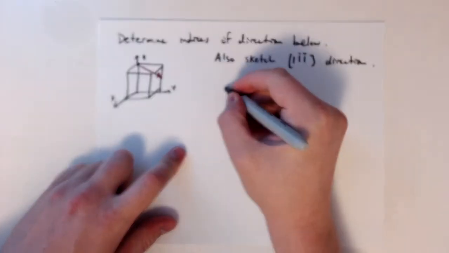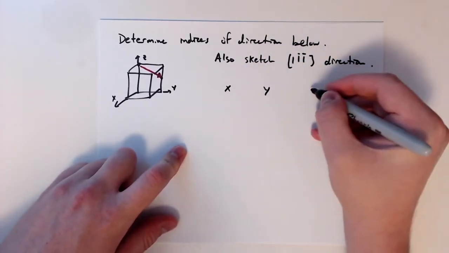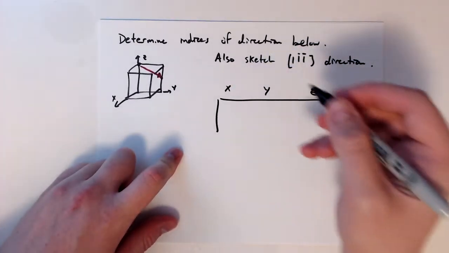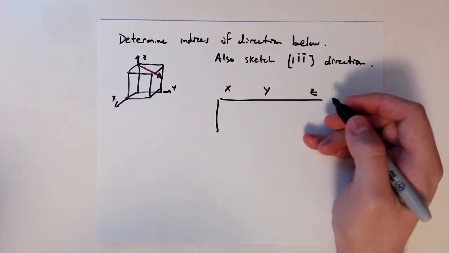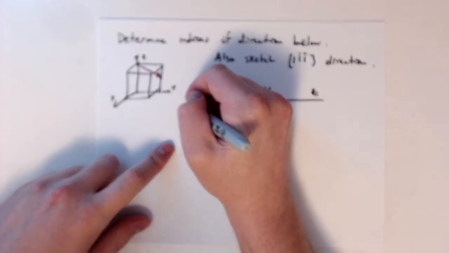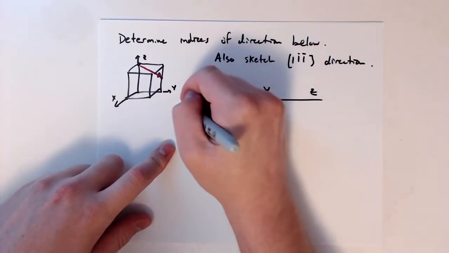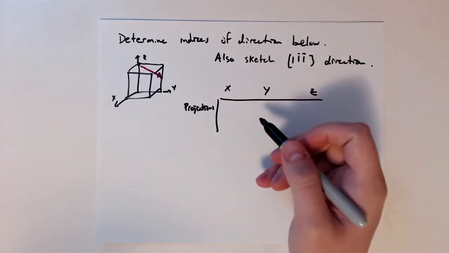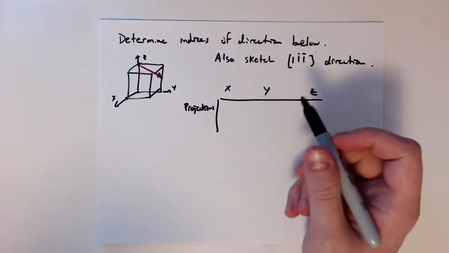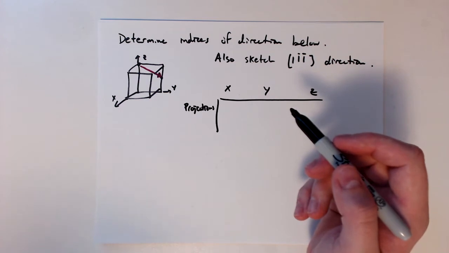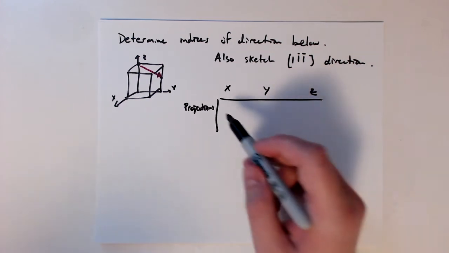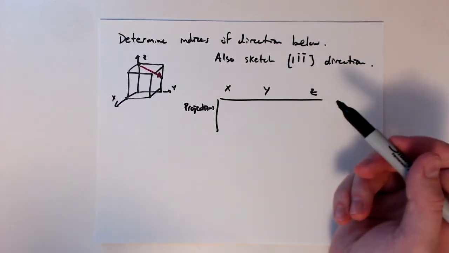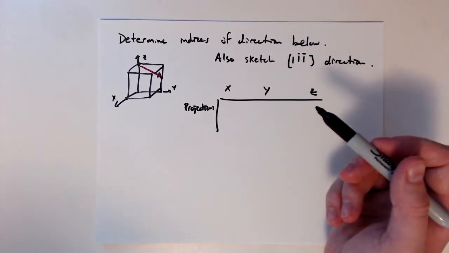Like I said before, I always make this table of x, y, and z, right? And for directions, I'm always thinking about what we call projections. So the length that we travel in any given amount, the translation in x, y, and z, or you can think of that as the projections.